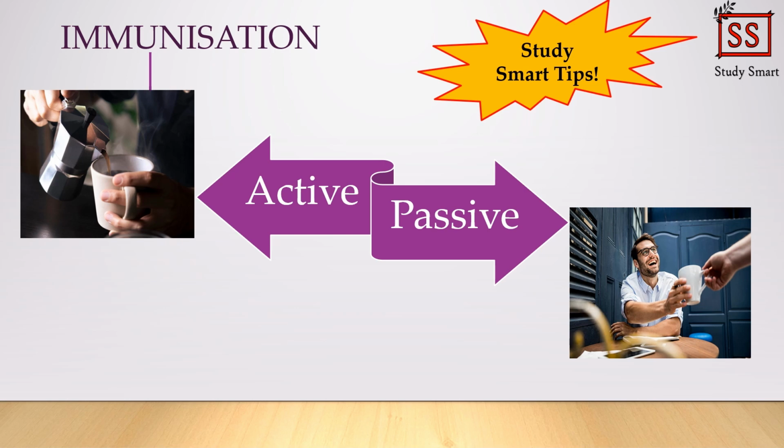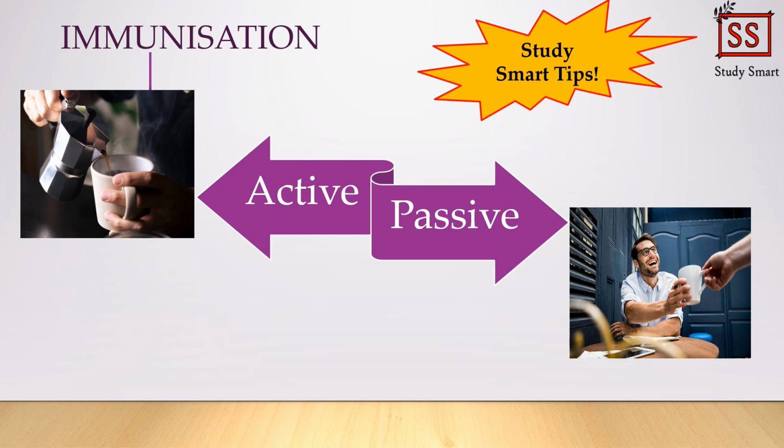Now let's look into the subtopic, immunization. What is immunization? Immunization is a way to protect the body against harmful disease by stimulating the immune system to produce an immune response. There are two types of immunization, namely active and also passive.